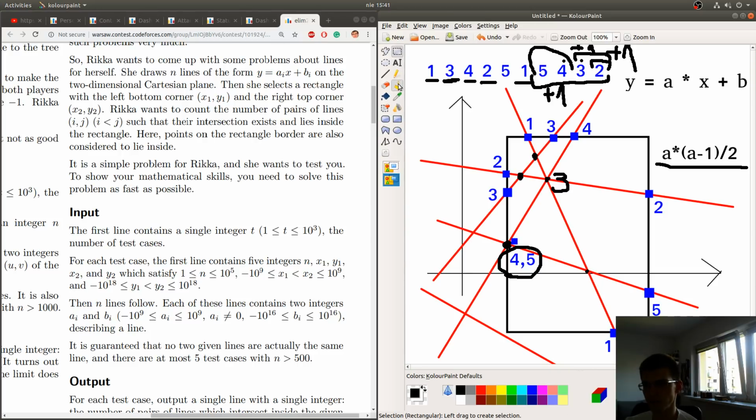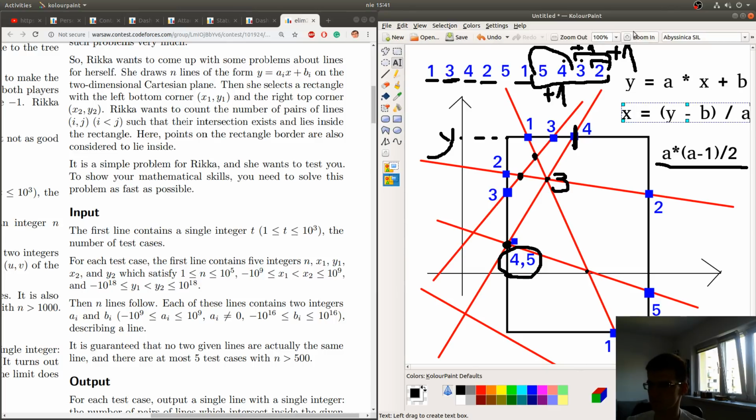And when we want to find this x value, so the intersection point with the top segment, we know this value y from the input. Then we know that we want to find x, so it's (y minus b) divided by a. So this is not necessarily an integer, and to solve this problem correctly, you must use integers.